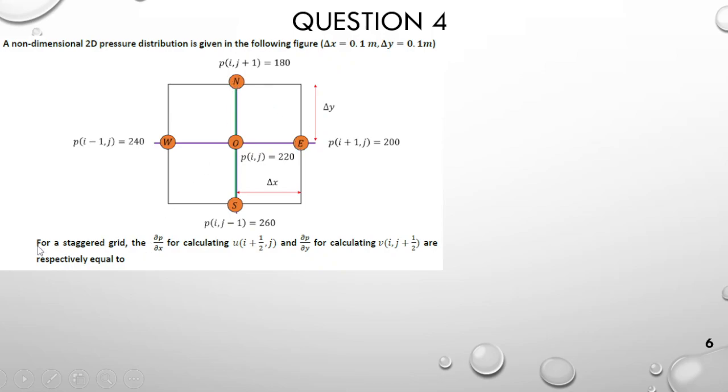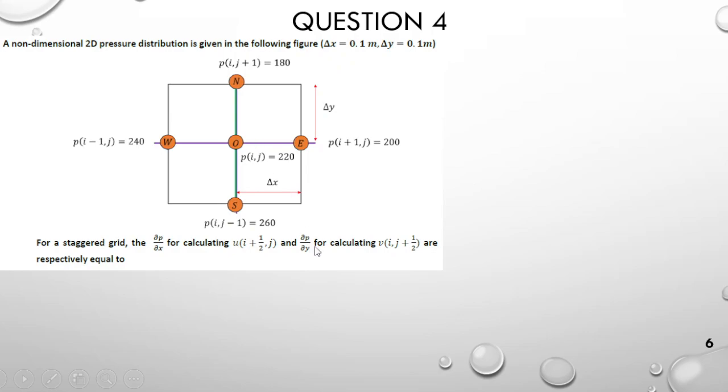But what they say is that for a staggered grid, we need dp by dx for calculating u at i plus half, please note this, it is i plus half comma j. That is where we are storing the velocity in a staggered grid. As I told earlier also, on the east face we are storing the velocity. We are making the control volume on the east face of this main control volume. I'll indicate it through figures, then you will clearly understand it.